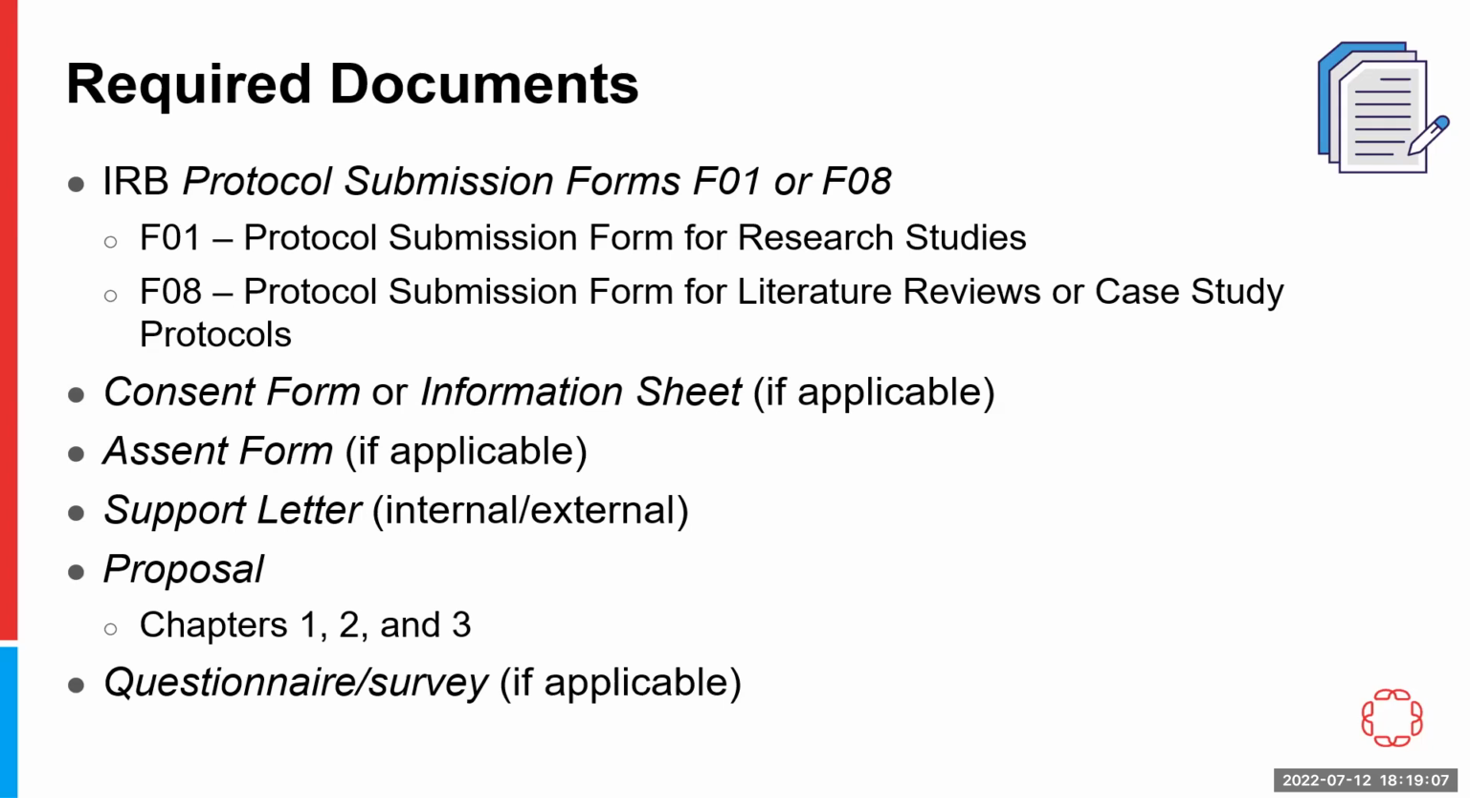Next document will be the consent form or information sheet. The assent form, if applicable. Assent, remember, if for any reason you're using a special population, children, you need to have not only the consent form from the legal guardians or the parents, but you also have to have the assent form from the children.